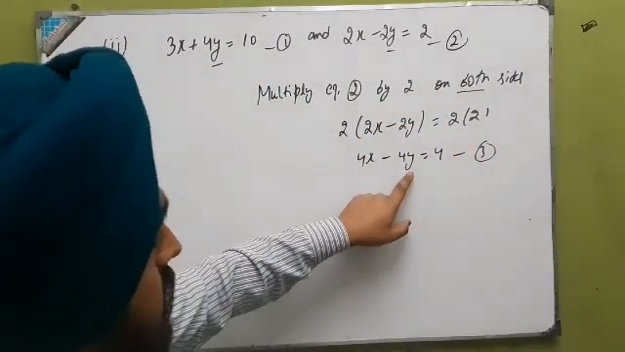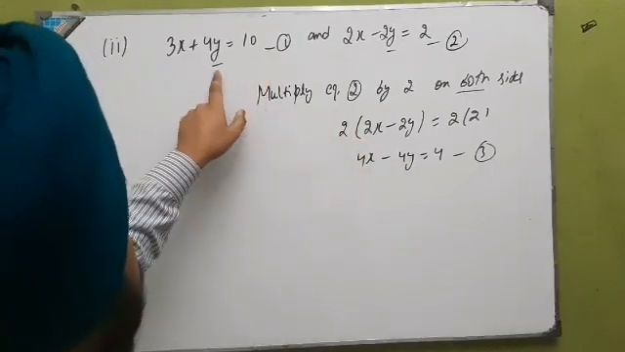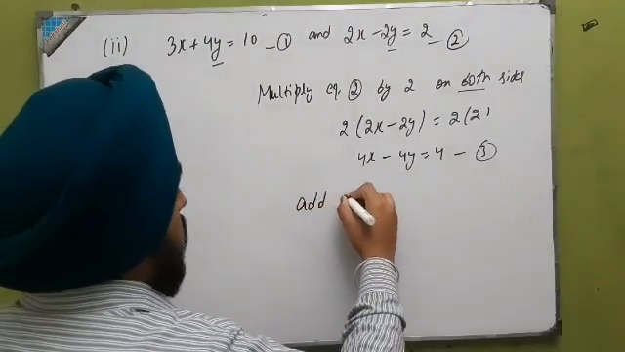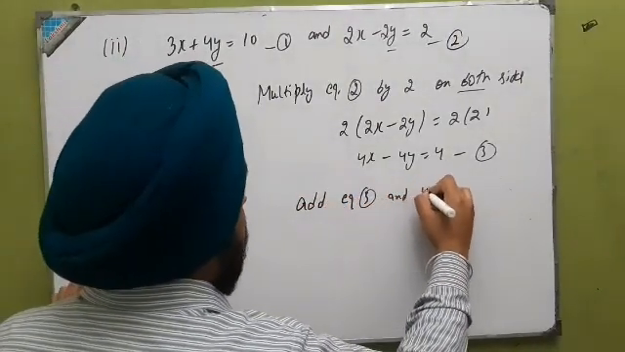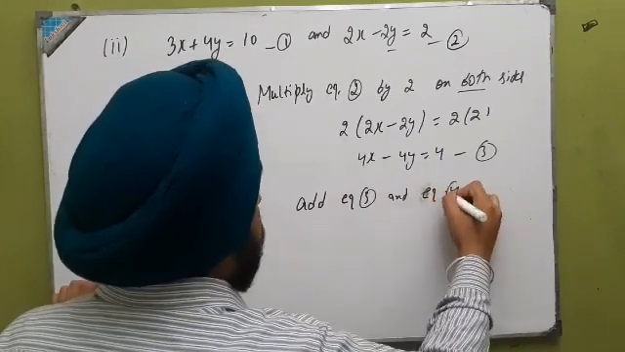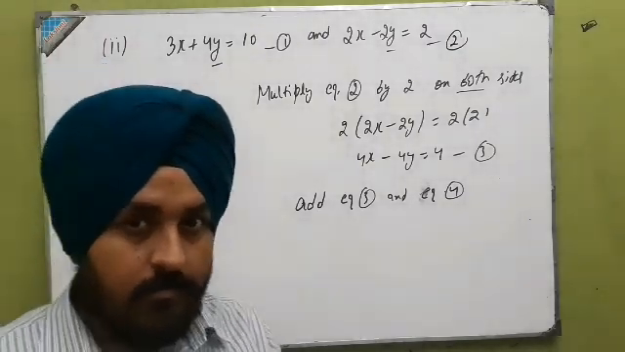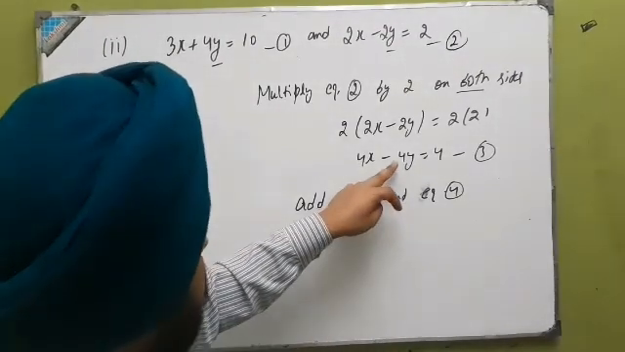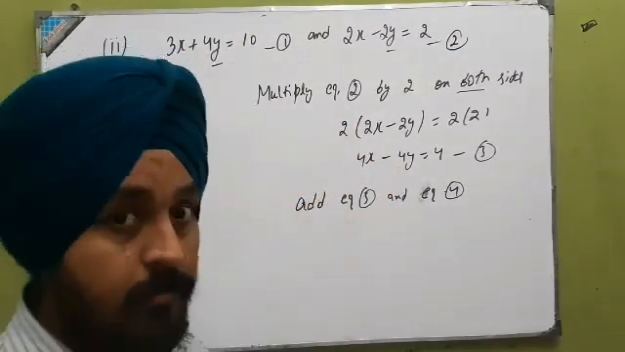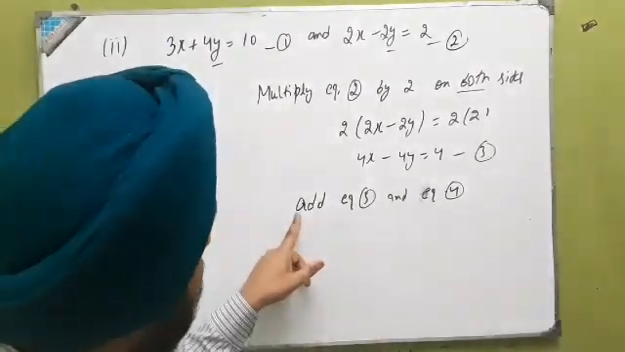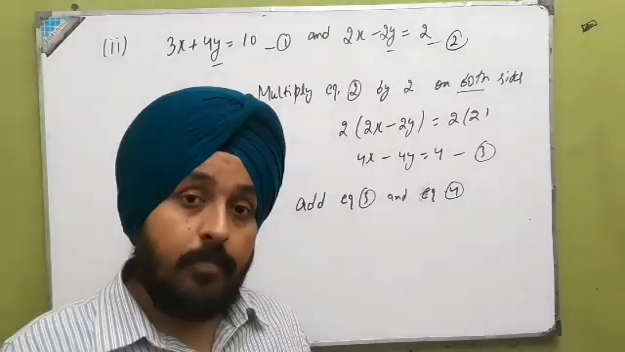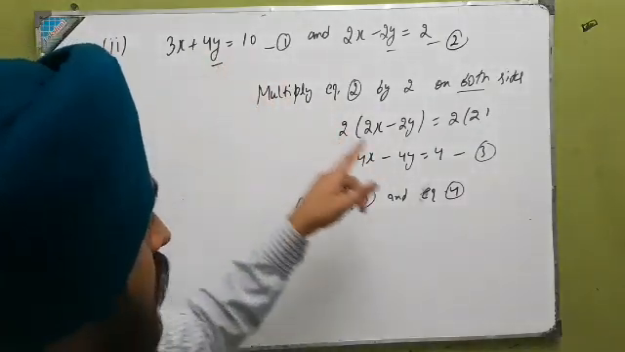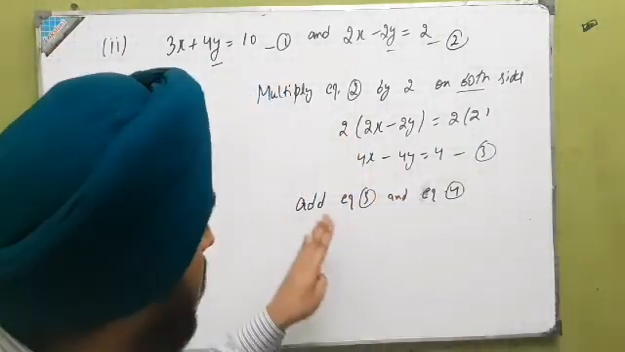Now you can check here, the coefficient of variable y here is minus 4, and there the coefficient of variable y is positive 4. So now add equation 3 and equation 4. What is the identification of when you have to add? We have to eliminate variable y here. So the coefficients are equal but of opposite sign. So that's why we have to add. In the previous question, both coefficients were of the same sign. Clear? But here the coefficients are of opposite sign, and they are equal. So we can add them.